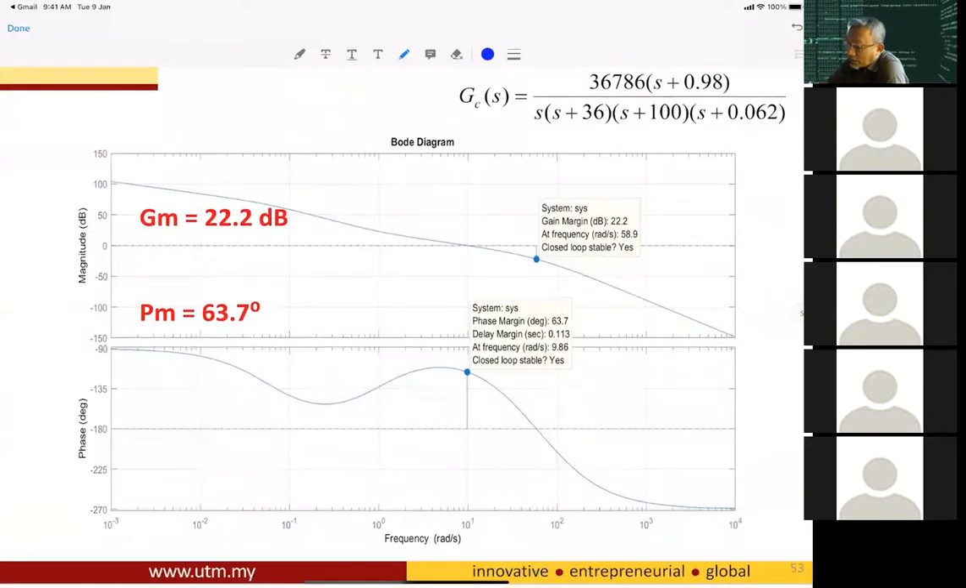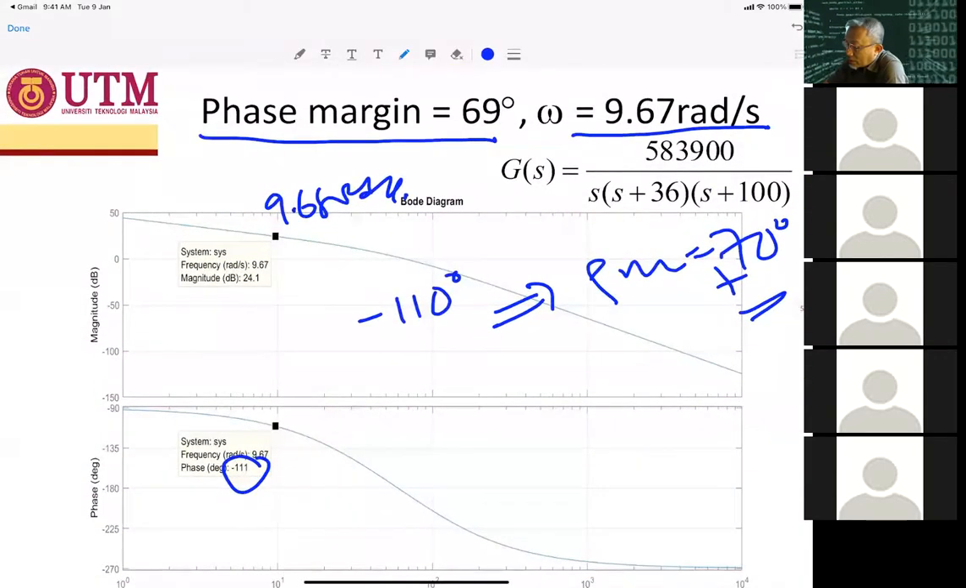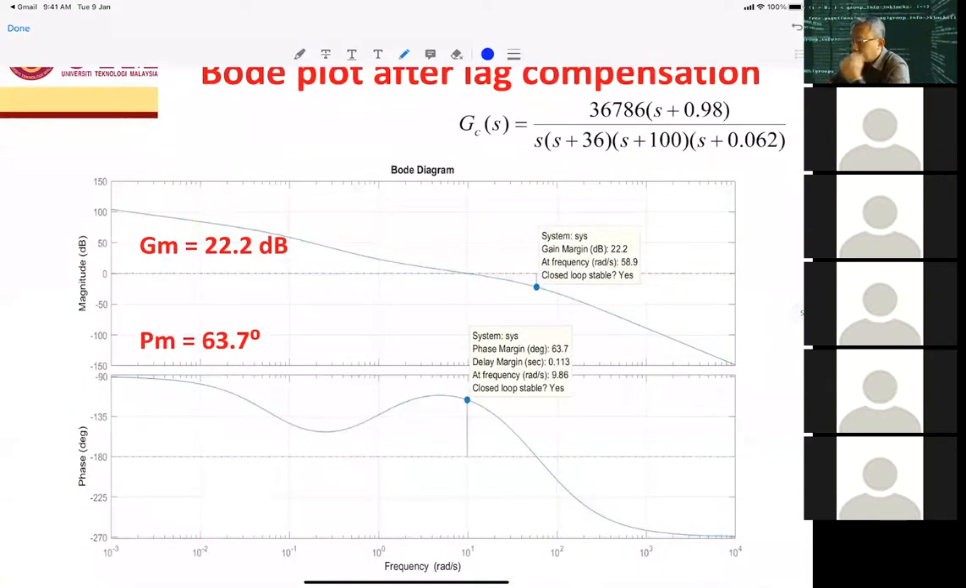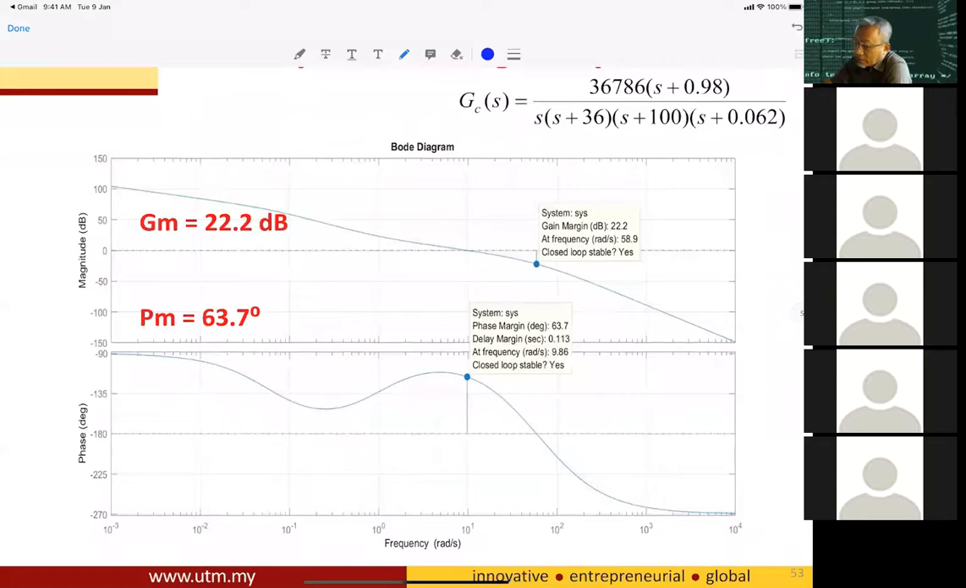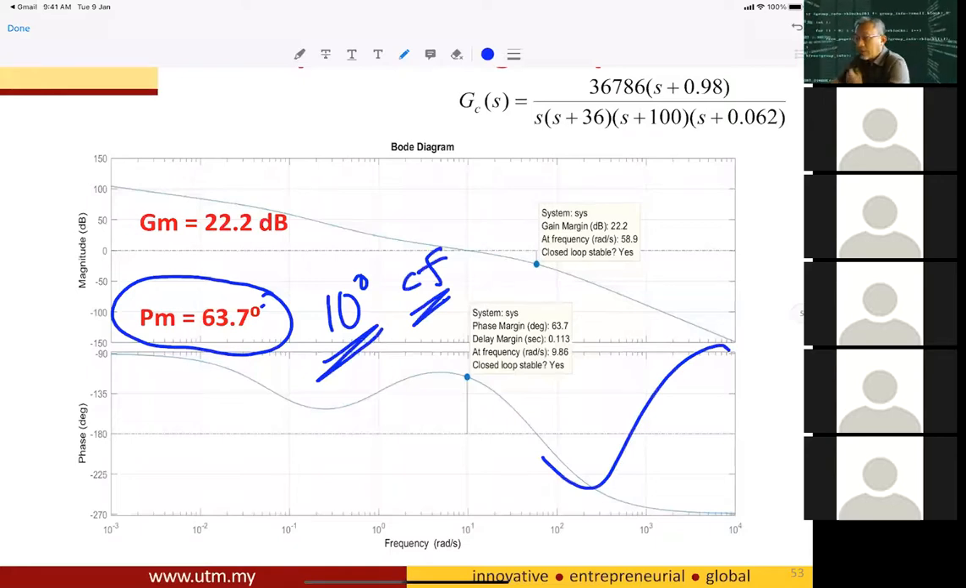So this is the final plot when you include the lag compensation. It will give you about 63.7, roughly. If you don't add the 10 degrees correction factor, this phase margin may be a little bit lower. So that's why we apply the 10 degrees correction factor, in order to achieve that. This one is considered an acceptable design.